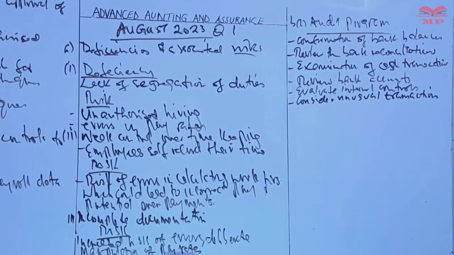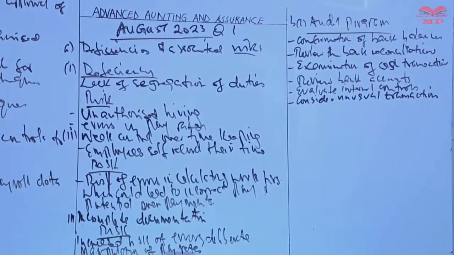Perform analytical procedure. Compare the current cash with the prior periods. That is a good point. Perform analytical procedures and then compare the current cash and bank balance with prior periods.